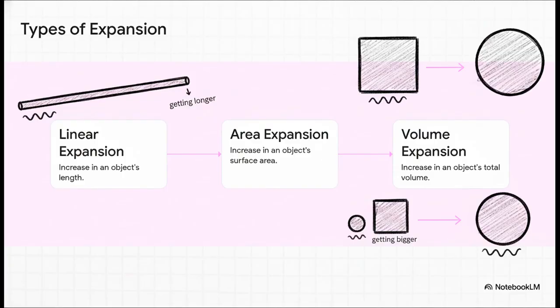And depending on the object, we can think about this expansion in a few different ways. For something long and skinny like a wire, we mostly care about how its length changes. That's linear expansion. For a flat sheet of metal, we'd look at how its area grows. And for a big solid block, we'd talk about its total volume increasing.